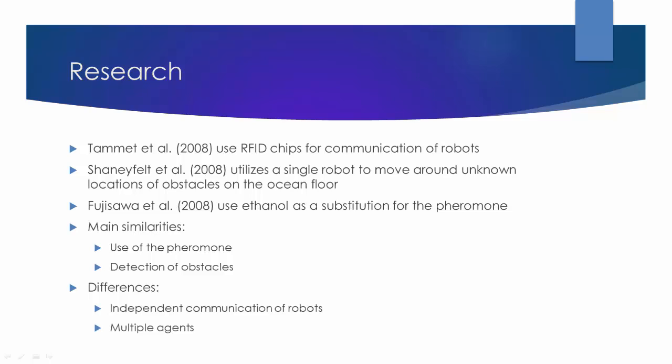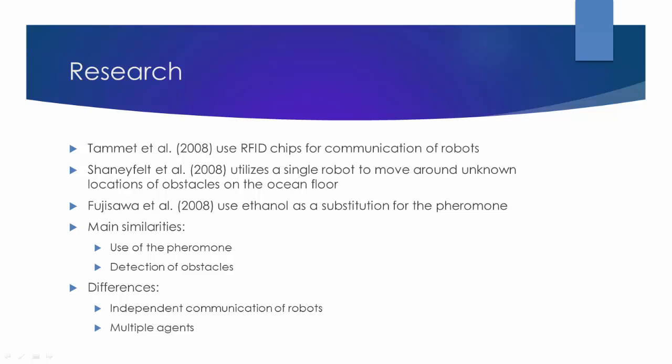The second article utilizes a single robot to move around an unknown location of obstacles on the ocean floor. In this model, the robot knows where the end location is, where the object it's trying to find is. However, it does not know where the obstacles are, and we want to use this idea that the robots in our model do not know where the obstacles are located. In our model, the robots also do not know where the spills are located.